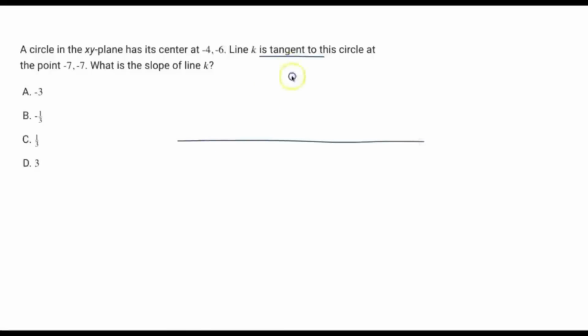So if we draw the coordinate plane here, and we know that the circle has its center at coordinates negative 4, negative 6, it's going to be somewhere, I don't know, right here. And we don't actually know the radius of the circle. We probably could calculate it using these points and finding the distance, but that's not really relevant for our problem, and you'll see why.